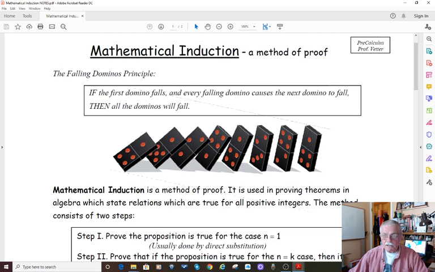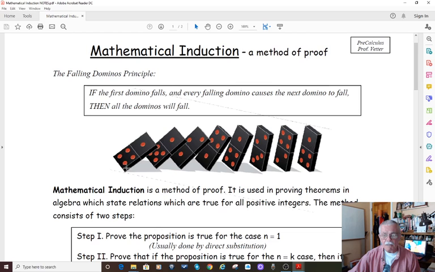mathematical induction is a method of proof, and it helps us prove, especially, theorems in number theory. I'm just going to go through it real quick. There are some problems on Blackboard. You can take a look at them if you want, but I'm just going to give you a brief introduction to this. You can think of it as the falling domino principle.